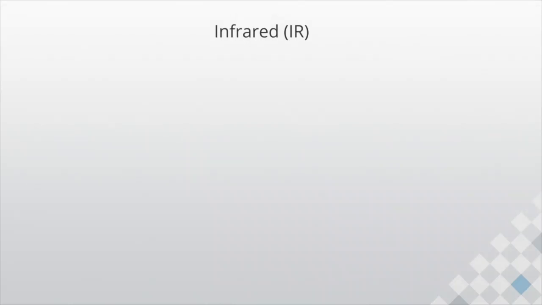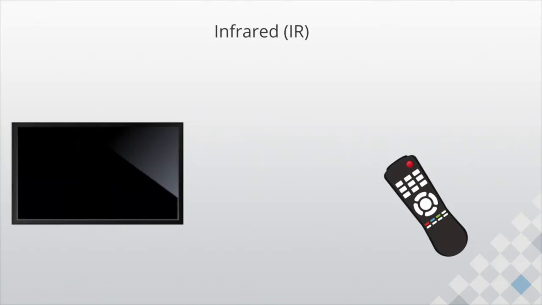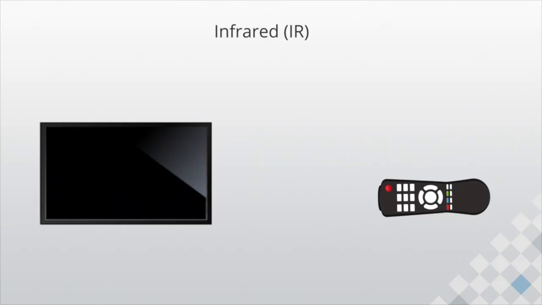Infrared or IR communication technology uses light waves to transmit information through the air. The light used by IR devices is just past the visible red light spectrum, so it's invisible to us. The simplest example of an IR device is a TV remote.